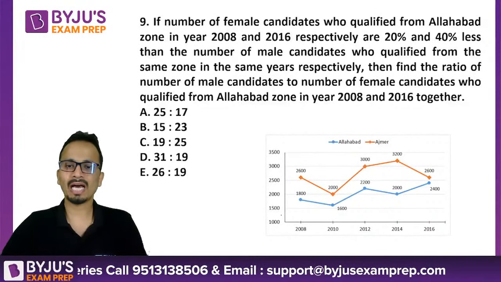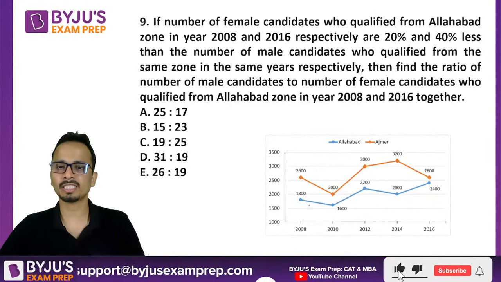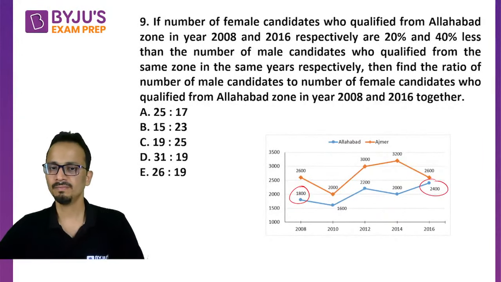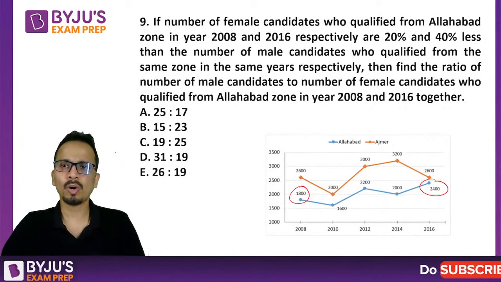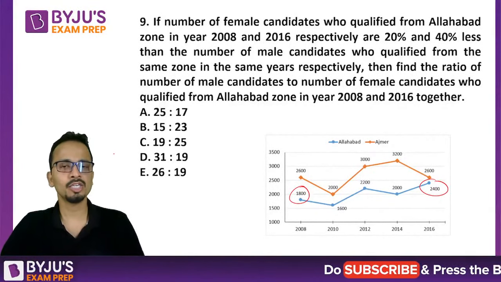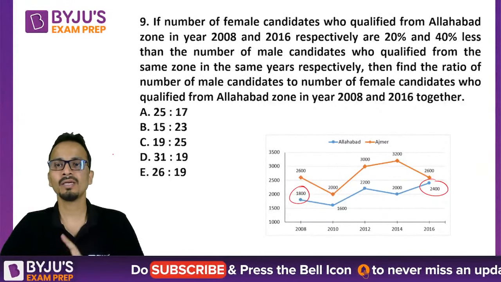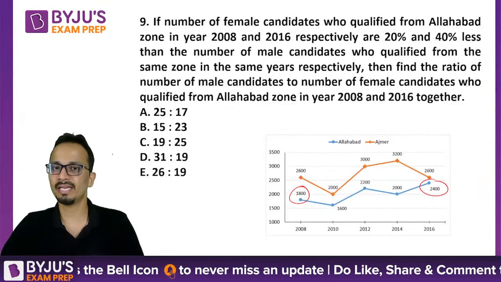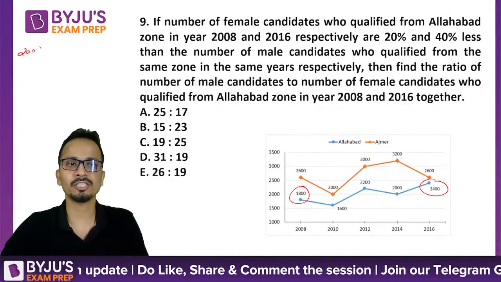Now they're talking about Allahabad, so that means the blue line, and the years 2008 and 2016. Now, the number of female candidates who qualified from Allahabad in 2008 and 2016 respectively are 20% and 40% less than the number of male candidates. Okay, so first let's look at the 2008 calculations.